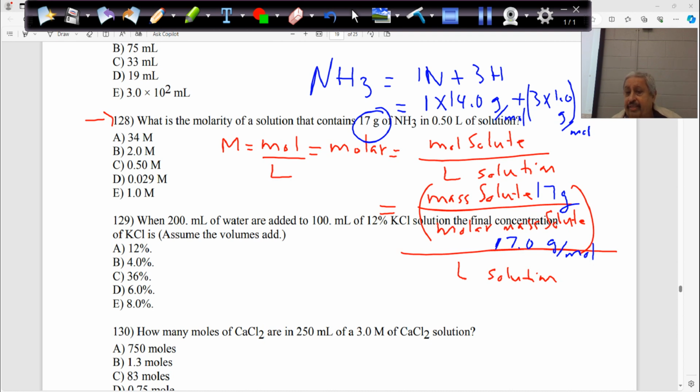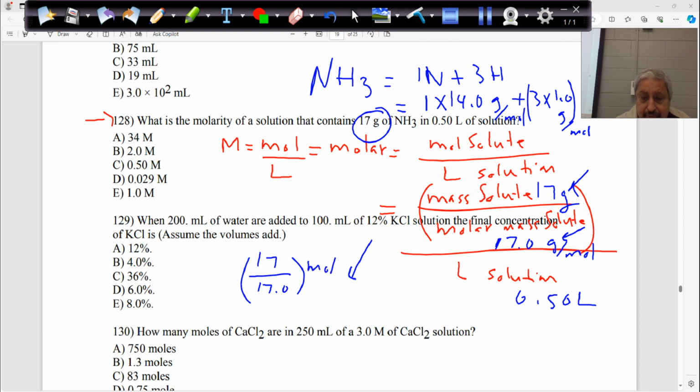And how many liters we have? We have 0.50 liter. So the molarity will be 17 divided by 17.0. On the top, the gram would cancel with the gram here. Gram cancels, and the mole will come up, correct? So gram per mole, so the mole will come up here. And liter is 0.50 liter. So 1 over 0.5, half, and the answer will be 0.5, correct?